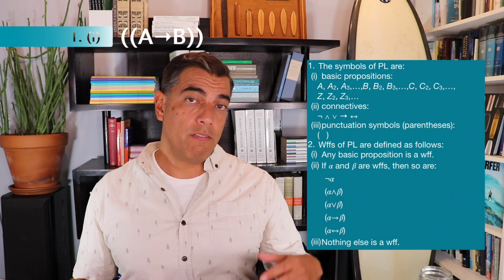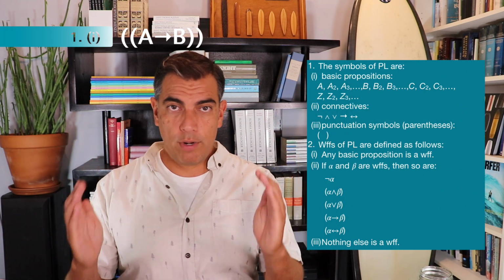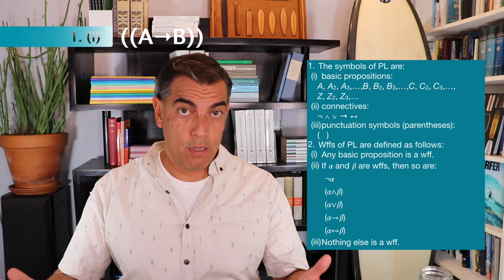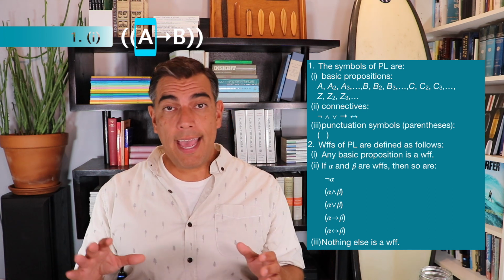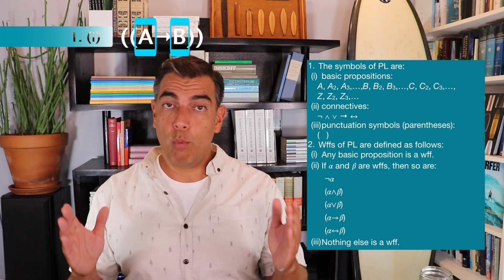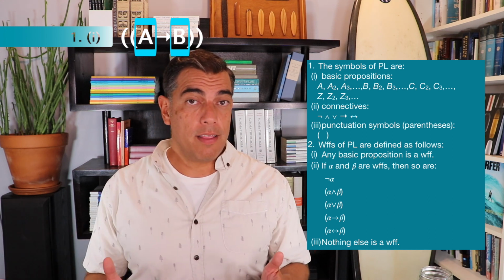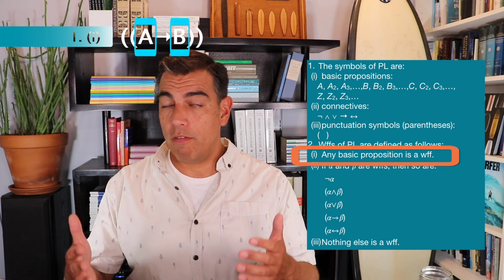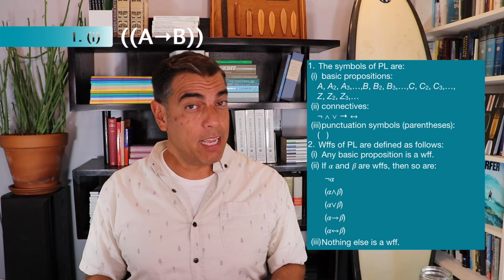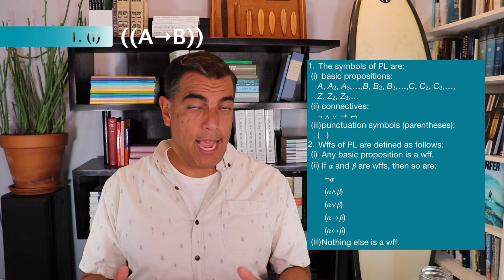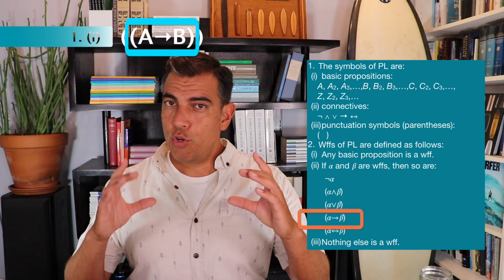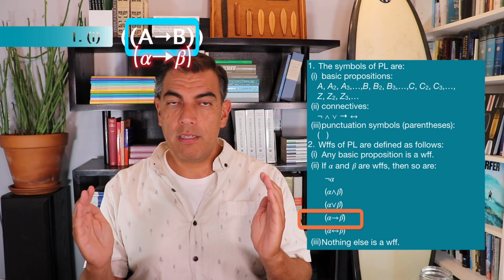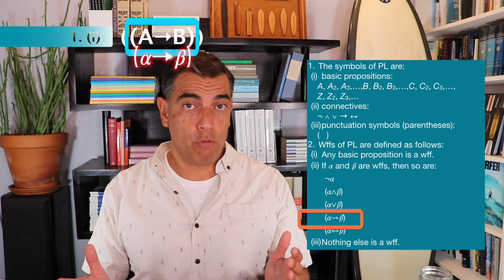Number 1, we're given parentheses, A arrow B. Now, let's look at our rules in the syntax. First, I know that A and B are each separately well-formed formulae. I know that because that's rule number 1 in the second part of our syntax. Now, by the second rule in our syntax, I also know that stringing 2 well-formed formulae with an arrow between them and parentheses on either side is also a well-formed formula.